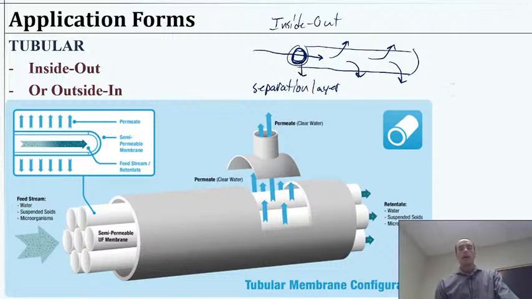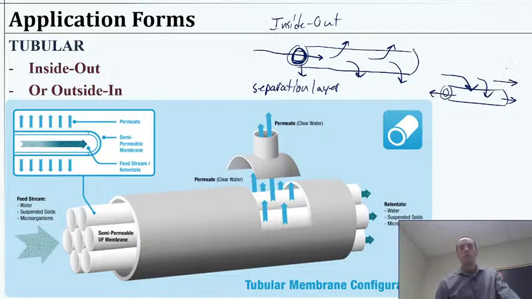Whereas if we operated outside in, then the water is going to be coming from the outside in some sort of direction and then leaving either way. From there, we'd have our concentrate, our feed, and then our retentate, or the permeate in this case. Now, in this scenario, the outer layer would be our separation layer.